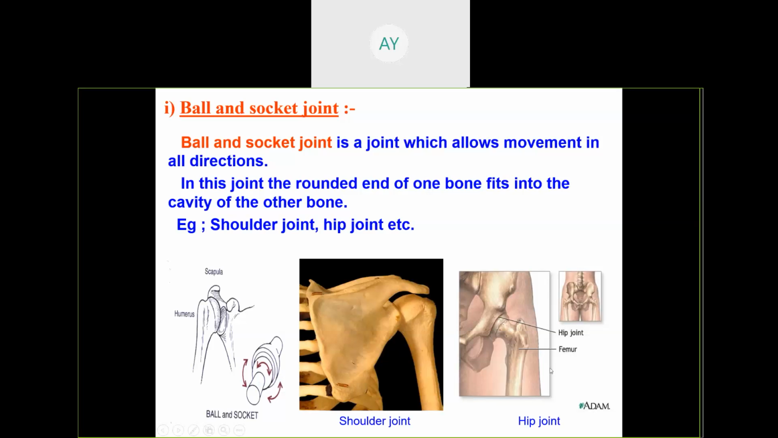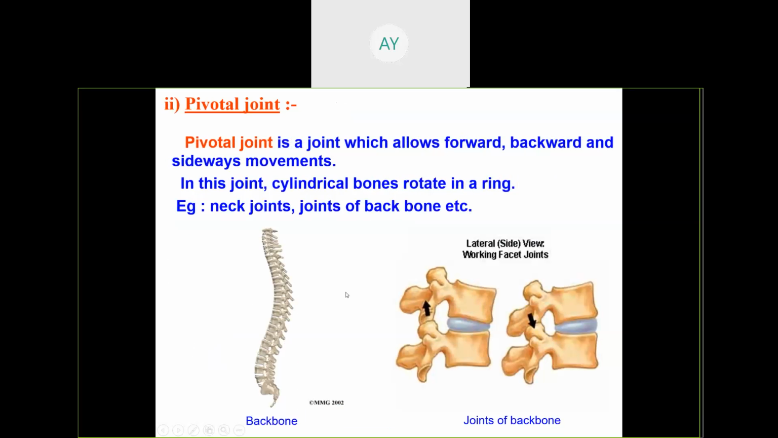So the femur is present in the feet region, meaning the thigh region. Generally it is present in the thigh region. So try to remember where the hip is present, where the femur is present, in your thigh region. These are the examples of a ball and socket joint. Okay, so try to know the examples of ball and socket joint and its structure.